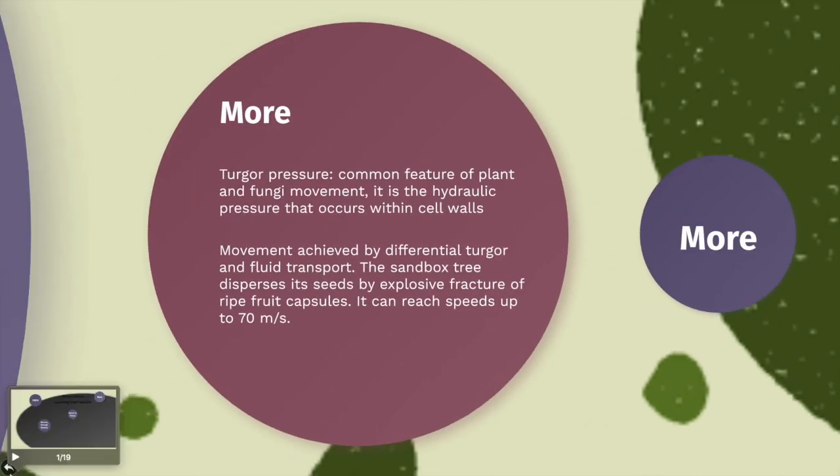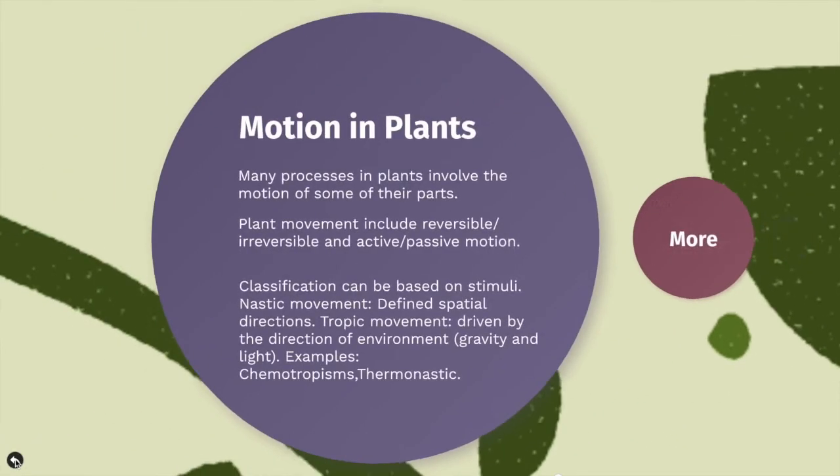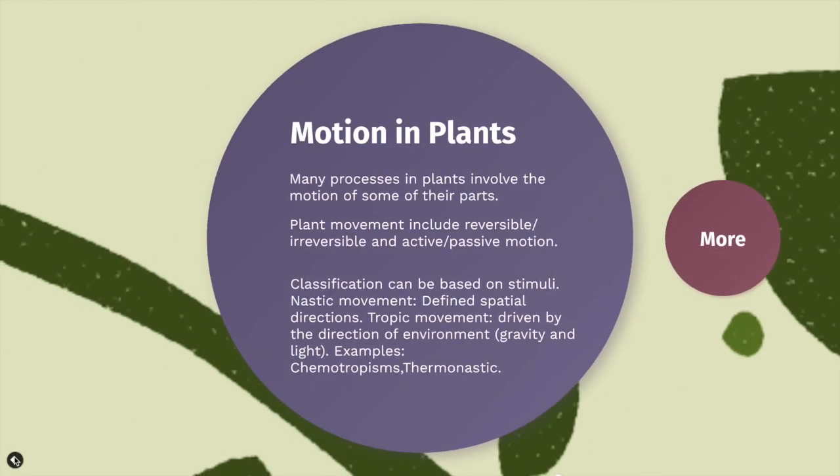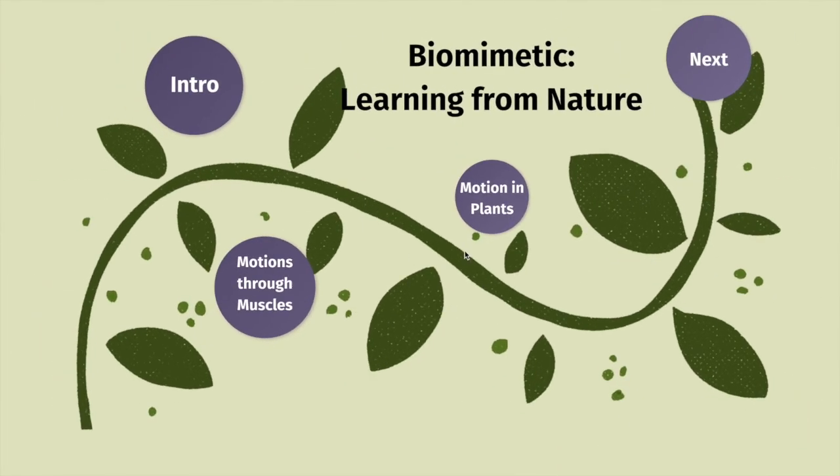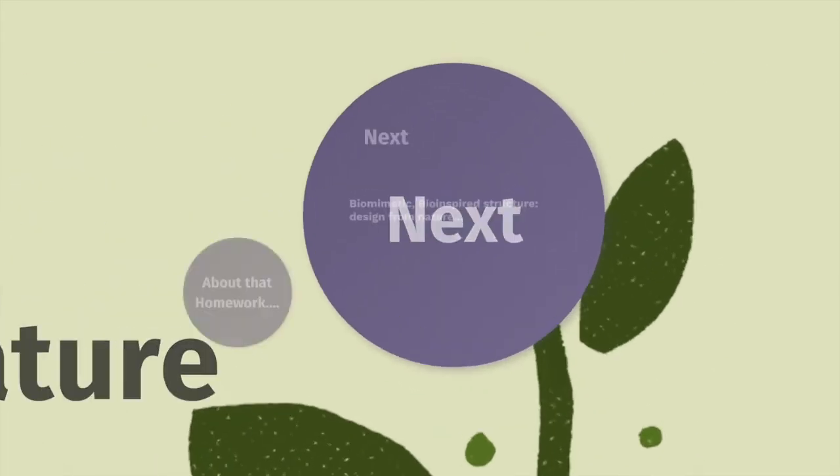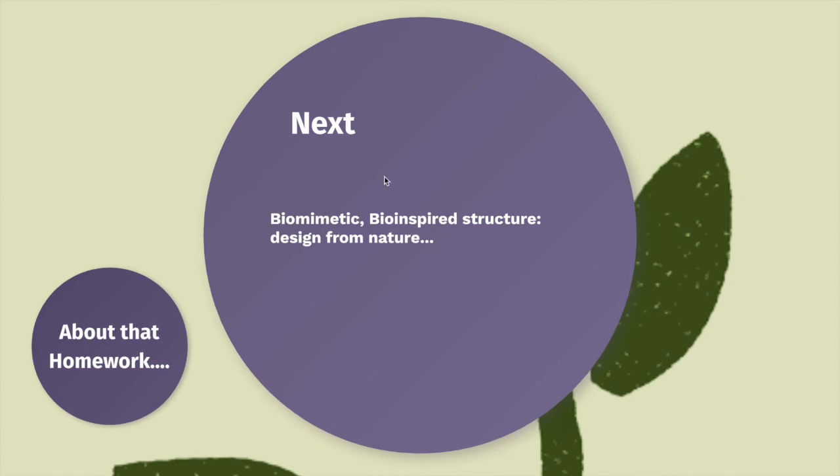The next part: we have the animals and plants, and at least we learn motions. So this first introduction to biomimetic is learning the motions. The next lecture, the next recording, is for design from nature.